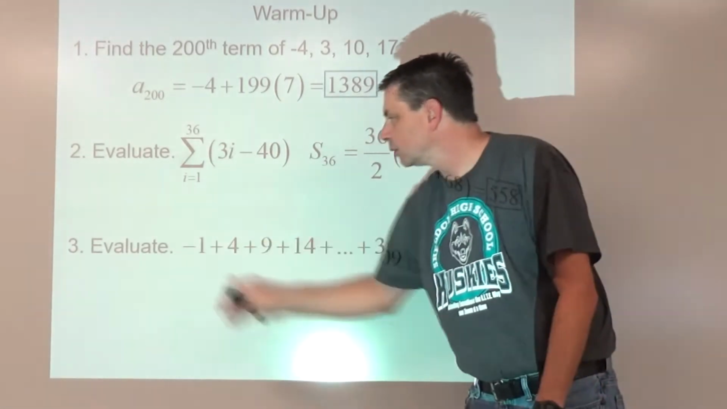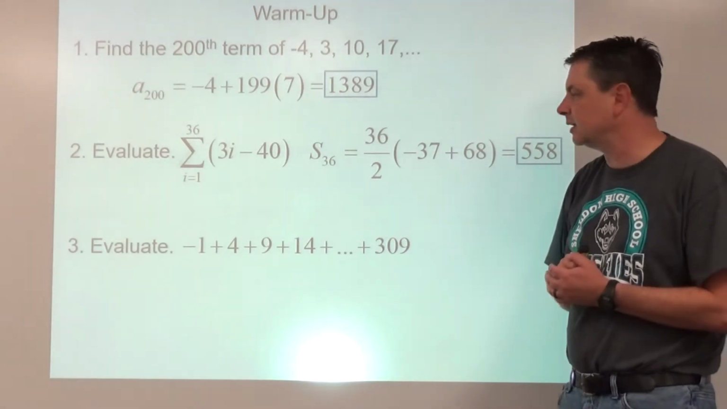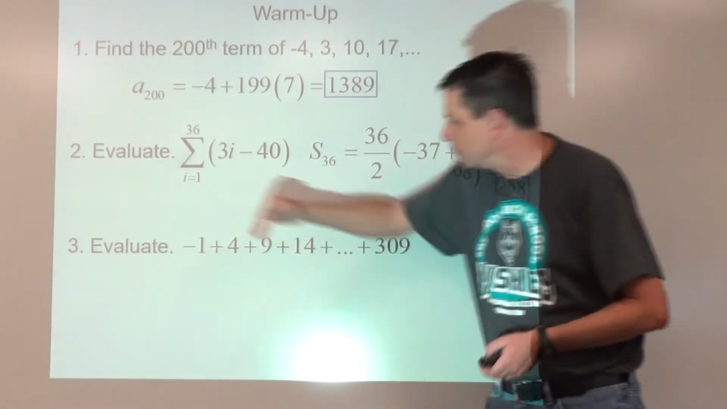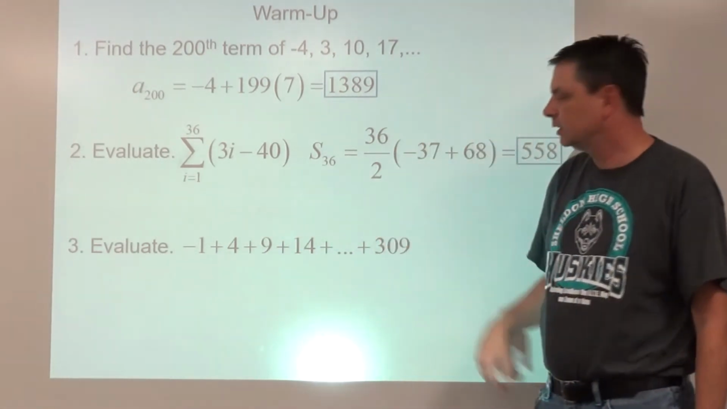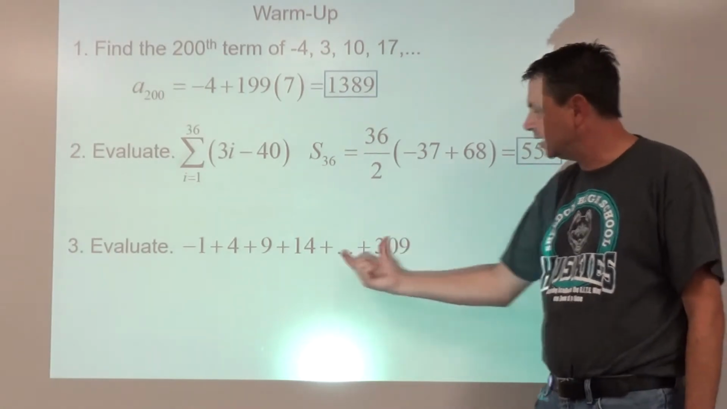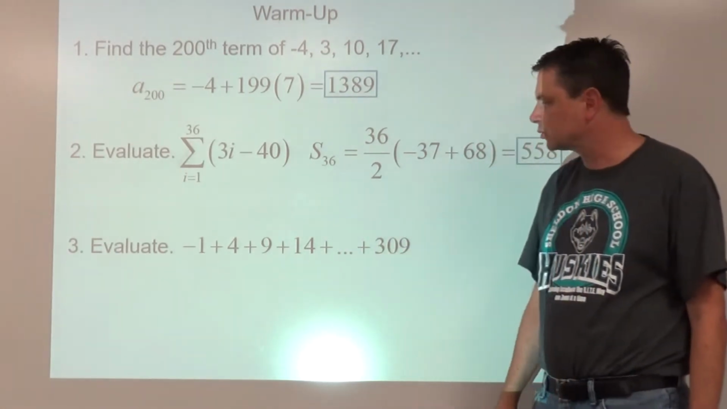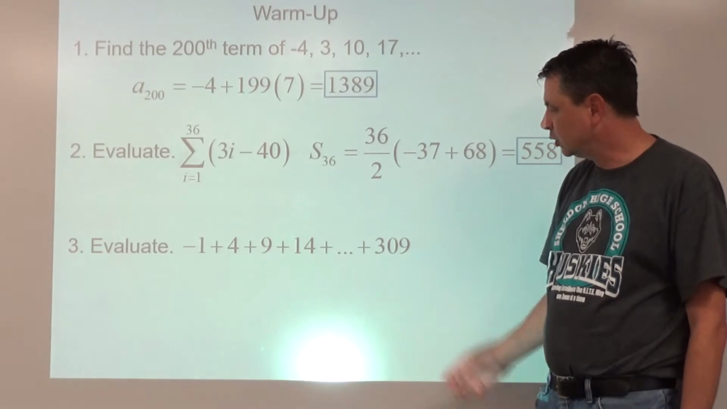And lastly, number 3, evaluate. We got an arithmetic series here. It's going up by 5 each time. So we got that, we know that. And the problem is we don't know how many terms we're adding up. So we're going to have to figure that out.